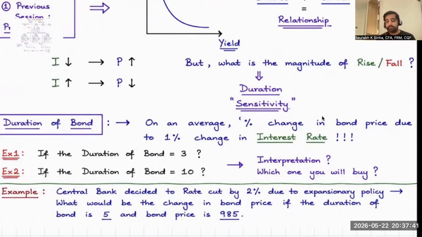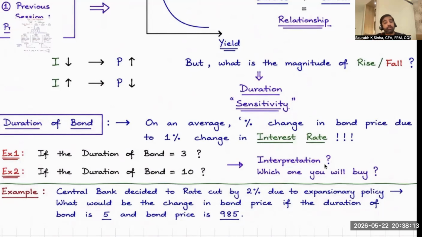The example is, the central bank decided to rate cut by 2% because of some expansionary policy. What would be the change in the bond price if the duration of the bond is 5 and the bond price is 985? So you have to find out the change in the bond price and what would be the final bond price. I'm repeating the question. Read this question and you have to find two values.